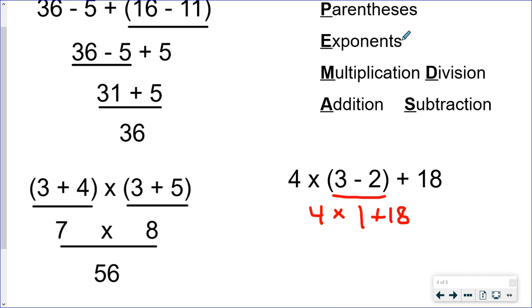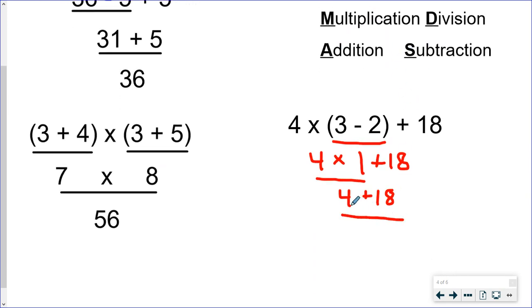Then the next thing we look for is, do I have any exponents? Well, remember I said in today's lesson, you're not going to have that. Now I want to check for, do I have any multiplication or division? And I do have a multiplication here. So that is now the next thing I'm going to work on, which is 4 times 1. And what is 4 times 1? If I take 4 times 1, that should give me 4. And I'm going to bring the plus 18 down because I haven't done anything with that yet. And now I'm left with addition and subtraction, and I do have an addition problem, which is 4 plus 18. If I take 4 plus 18, my final answer should be 22. So 22 would be my answer.